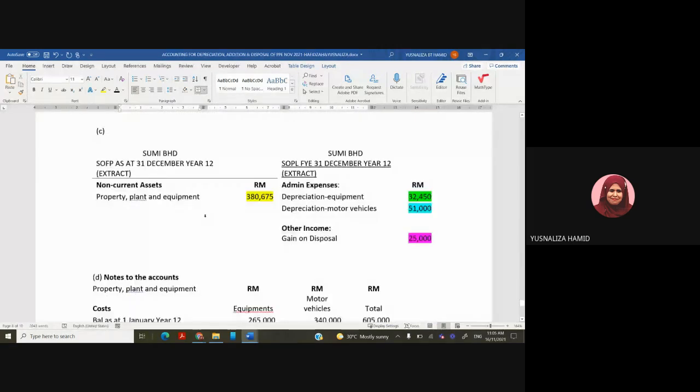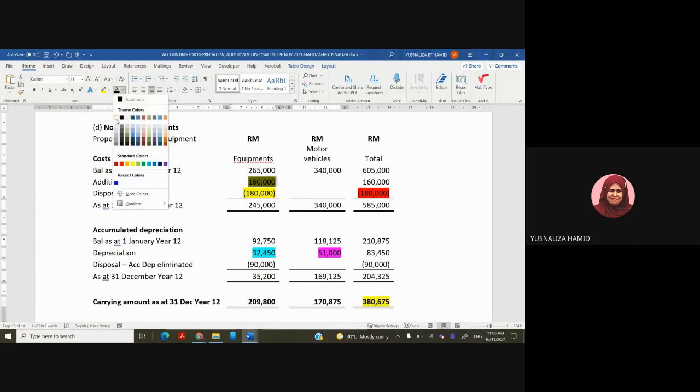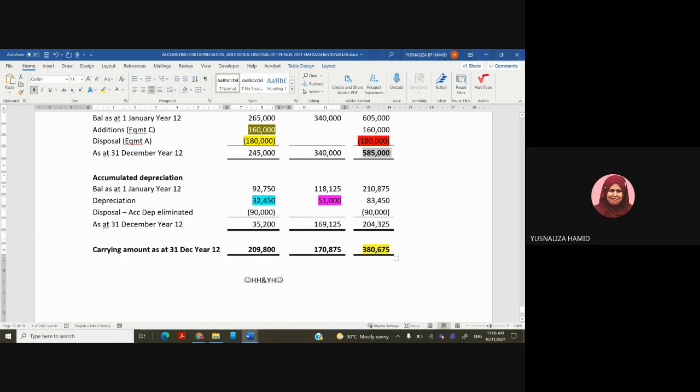So you go and include that here at the initial cost for equipment C. And for equipment A that was disposed, at cost is what you include here. So at the end, it will be 245. For motor vehicle, there are no changes because you don't buy any new motor vehicle. So then you can total up the section here, the cost of the two types of asset would be 585.